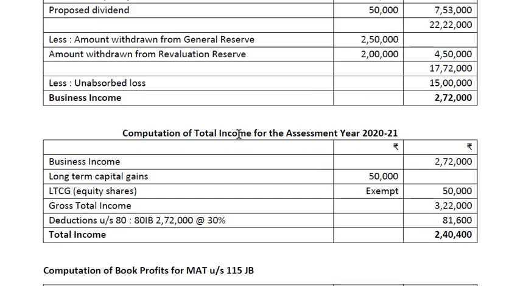Now computation of total income. Business income is already found out. Long-term capital gains: long-term capital gain from equity shares is exempt. So gross total income is 3,22,000. Here there is deduction under section 80IB. 2,72,000 at the rate of 30% comes to 81,600. So from the gross total income, deducting the deduction under section 80IB, we get the total income. And total income is 2,40,400.